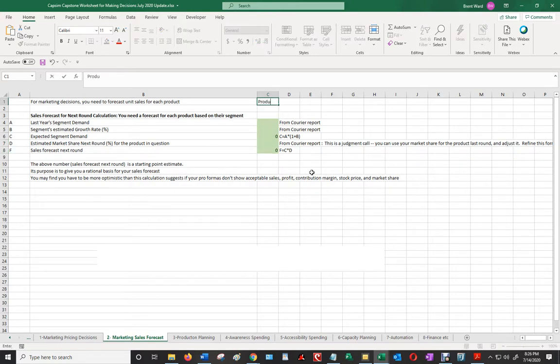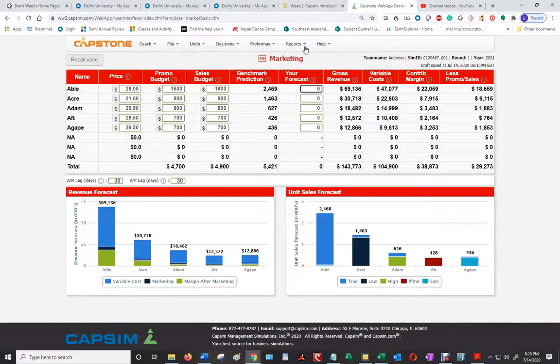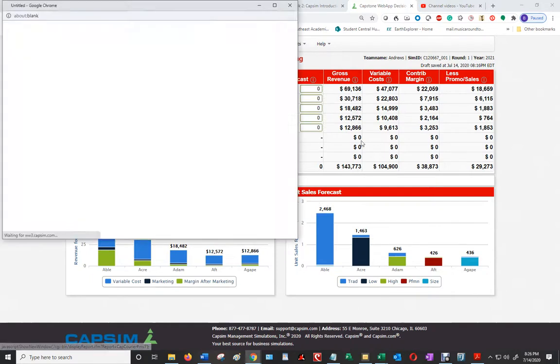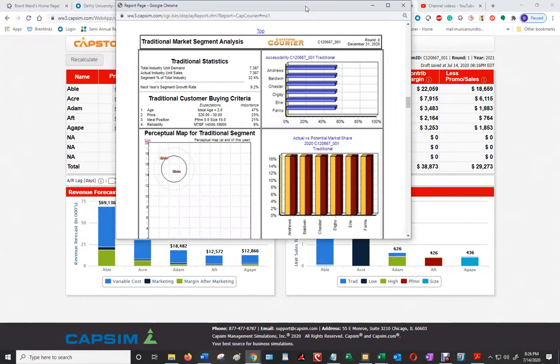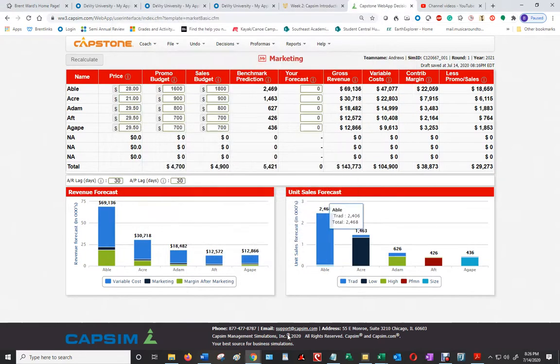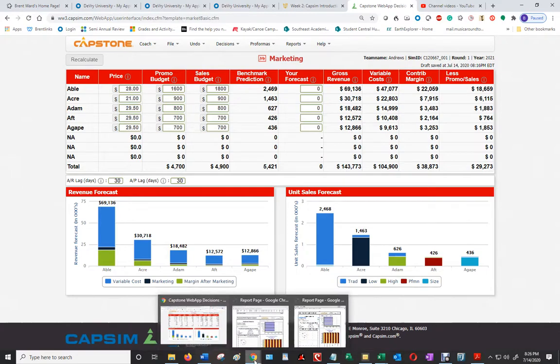Okay, so this is for Product Able. You've got to do this for every single product that you have in your portfolio, so that's why it's good to have a team to help you do all those calculations. So what we do here is we go to last year's segment demand. We've got to get that from the Courier because Product Able is in the traditional segment. So we go here to reports and to the traditional segment, and we see that the total demand for the traditional segment was 773.87. So that's how many customers in total demand, regardless of who they get it from.